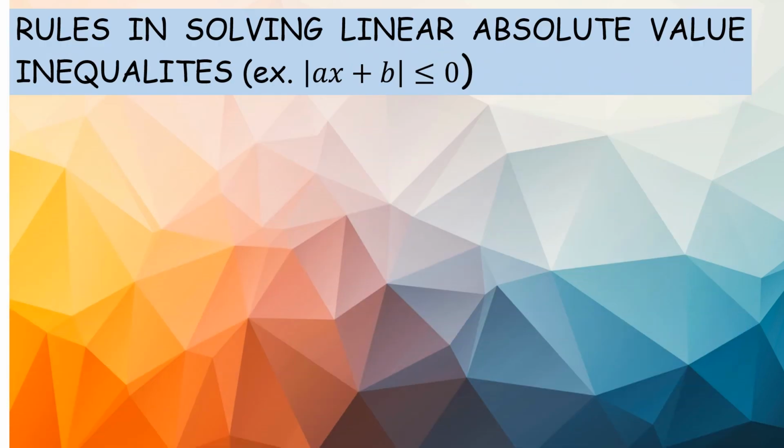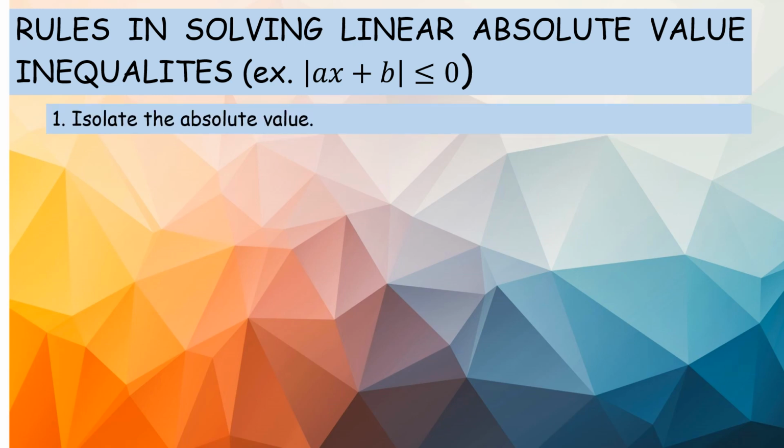Okay, so this time let's have the rules in solving linear absolute value inequalities. Now, the first step is to isolate the absolute value. Before you follow the rules, we have 8 rules, make sure to isolate your absolute value. You can do that by making sure that you only have the absolute value on one side of your inequality. All the others should be transposed or moved to the other side of your inequality. So we'll have examples of that later.